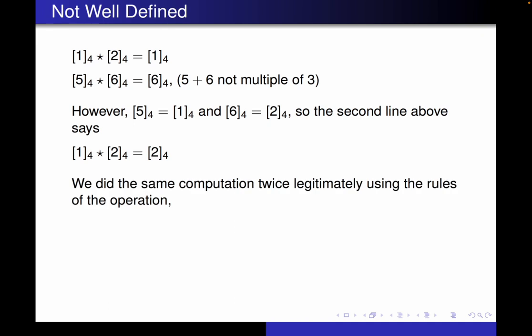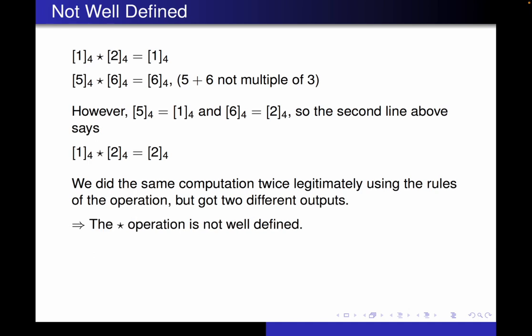So what happened is we did the same computation twice, bracket 1 star bracket 2. The first time we got bracket 1, the second time we got bracket 2. It means we got two different outputs. That means our star operation is not well defined, because one of the issues with a function is you can't have one input that has two different outputs. And we just showed that in the definition we gave of this star operation, that is exactly what happened. That means it also is not a binary operation, because a binary operation has to be a real function.